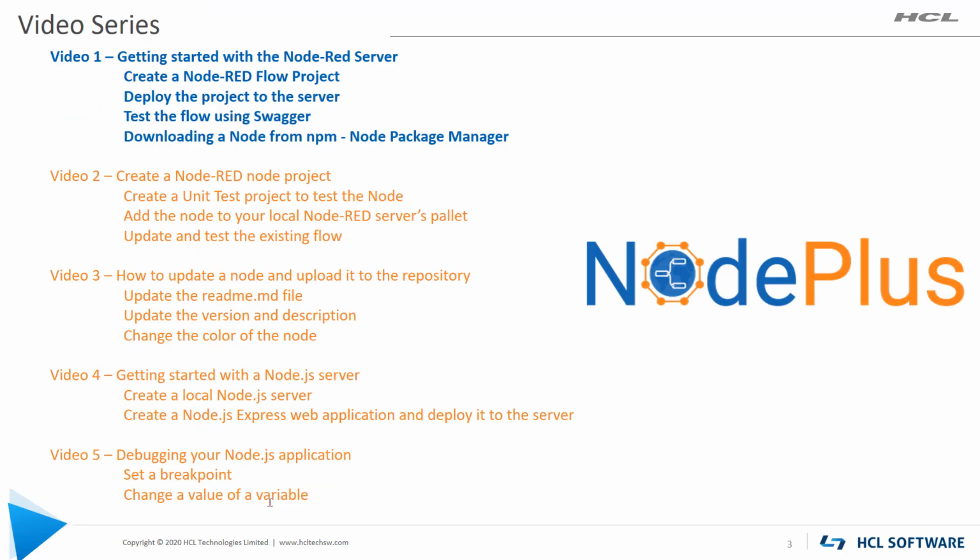In summary, in this video, you learned to create your Node-RED server, create a Node-RED flow project, deploy the project to the server, test the project using Swagger, and improve the flow by installing a node from npm.